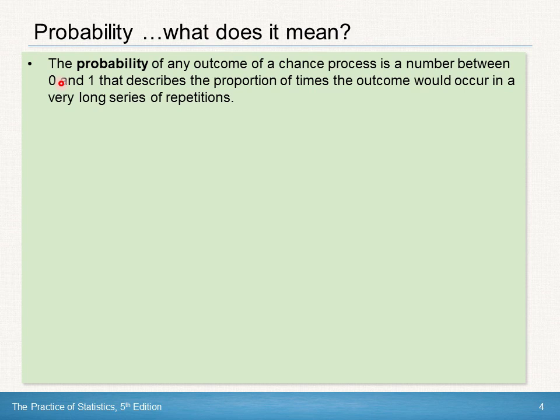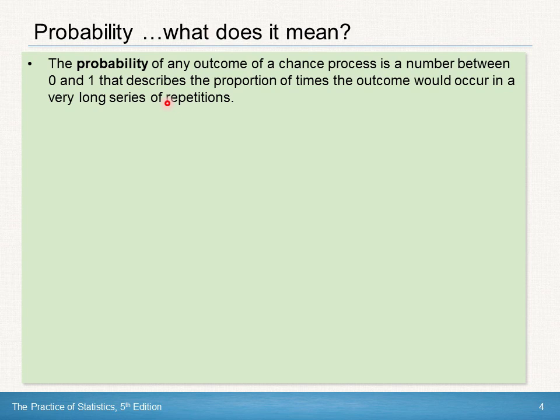So the probability that it doesn't rain is 0, and the probability that it does rain is 1. Okay, that describes the proportion of times that the outcome would occur in a very long series of repetitions. So that's talking about our toss of the coin. What's the probability of getting a 6? It's 1 out of 6.